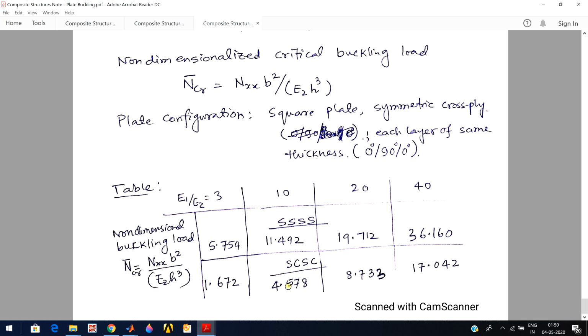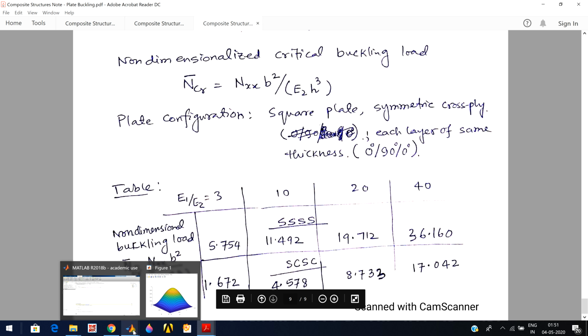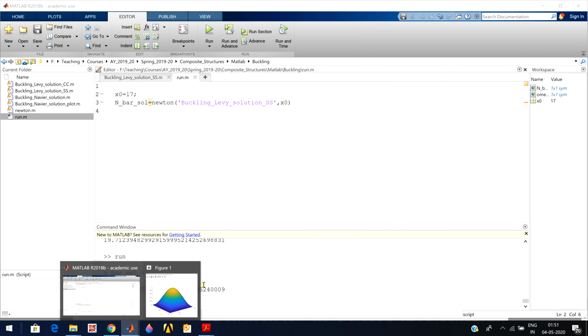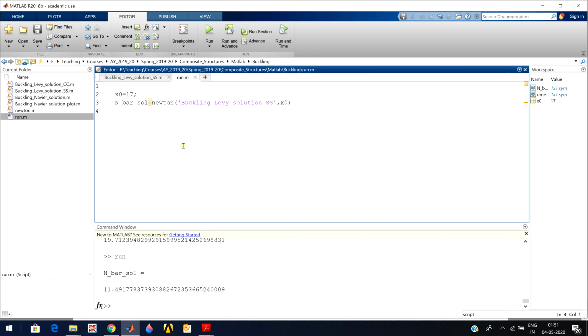And similarly, we can use the clamped case also. So you can also do it for other boundary conditions, and see how we can change this code and get these numerical values. With this, I'll stop here. I'll suggest you go through the reference books and get more details on this.